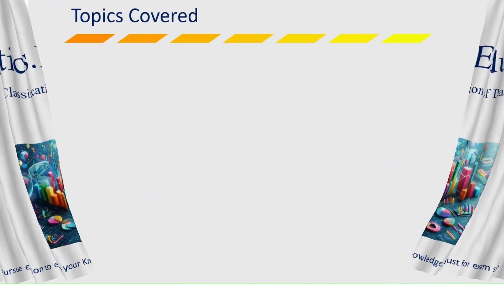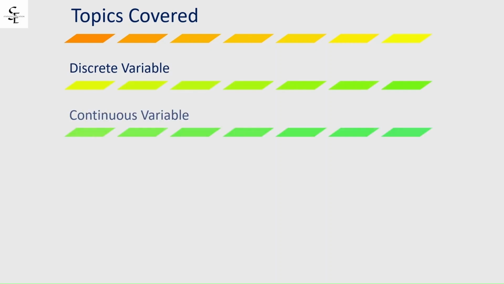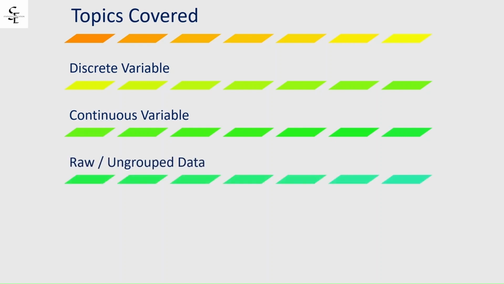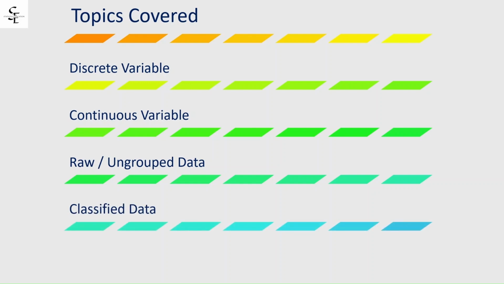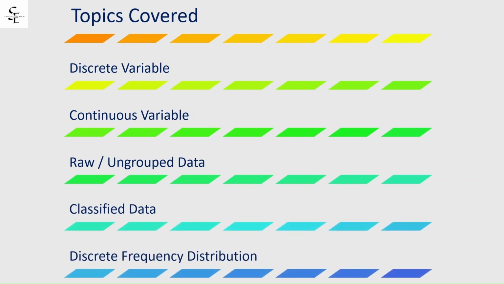Let's take a look at the topics covered in this video. First, we will learn about two types of variable. The first one is discrete variable and the other one is continuous variable. After that, we will take a look at raw or ungrouped data, followed by classified data. And lastly, we will wrap up with a practical aspect, that is discrete frequency distribution. So let's start the video with discrete variable.